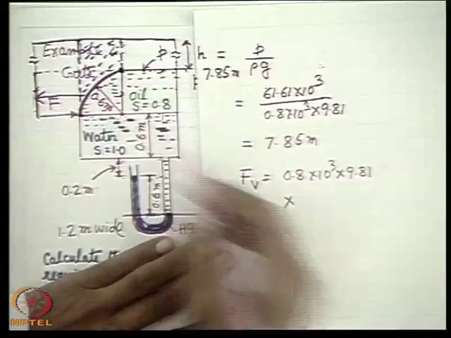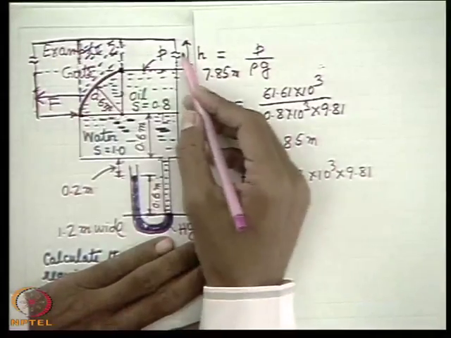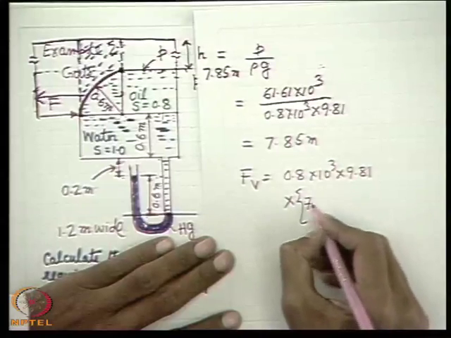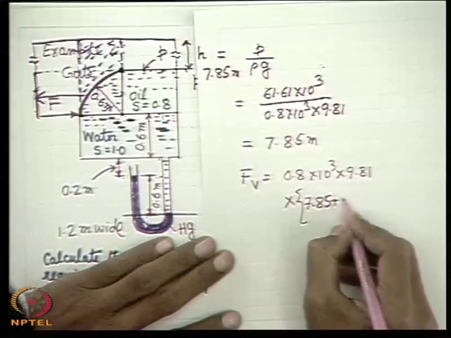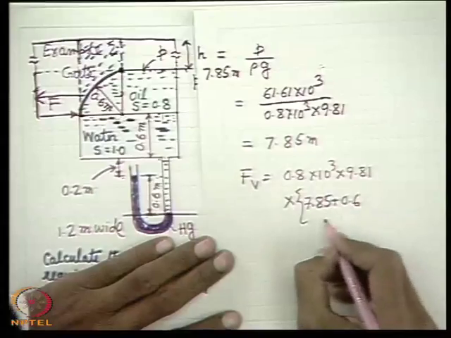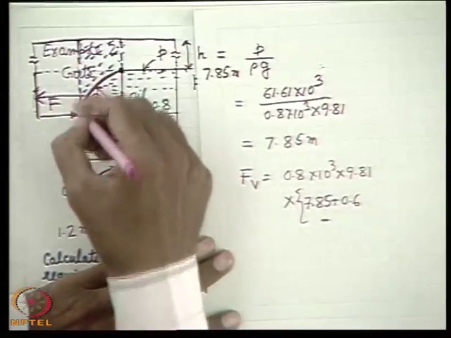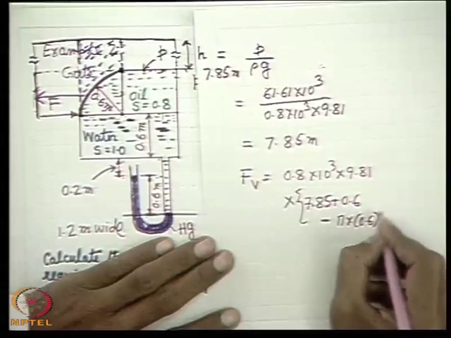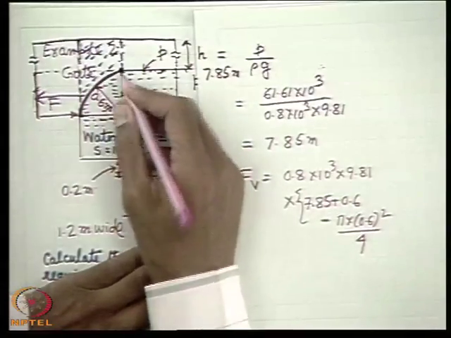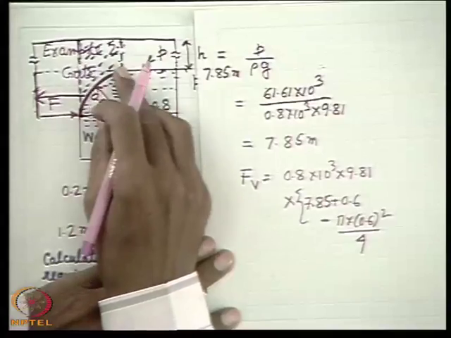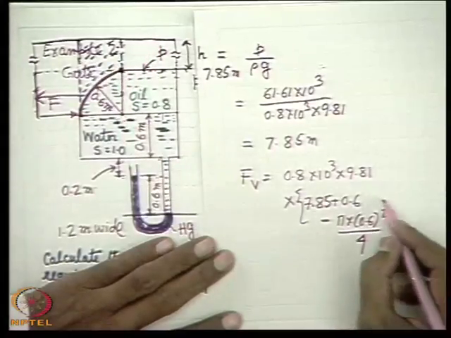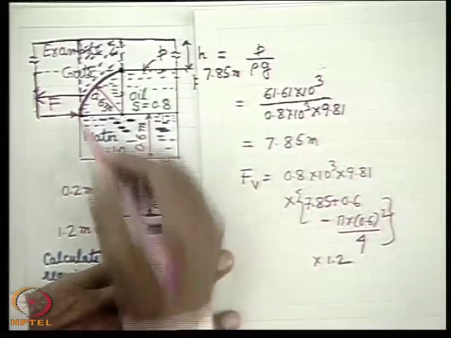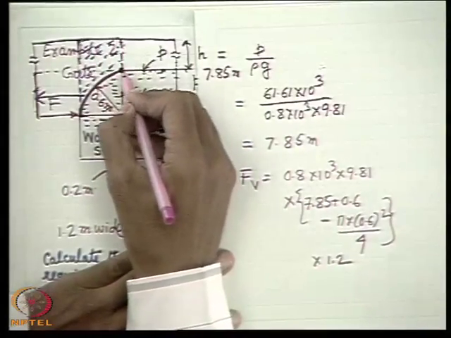What is the volume? You can write that this is equal to 7.85 plus 0.6, into 1.2, minus pi into 0.6 whole square by 4, because this is the quadrant of a circular surface, a quadrant of a cylindrical surface, this side 1.2, that means into 1.2. So this is the volume of this liquid.